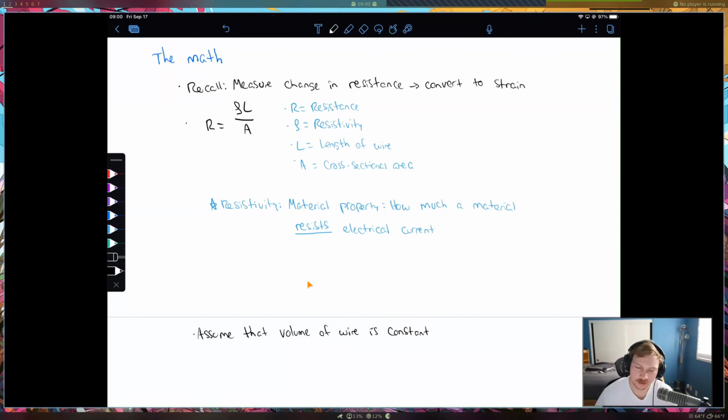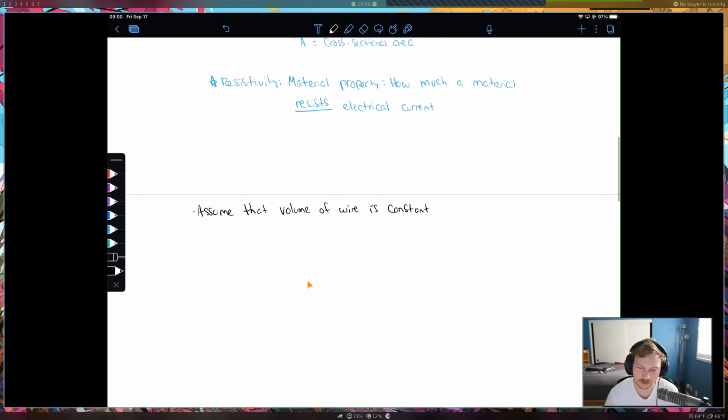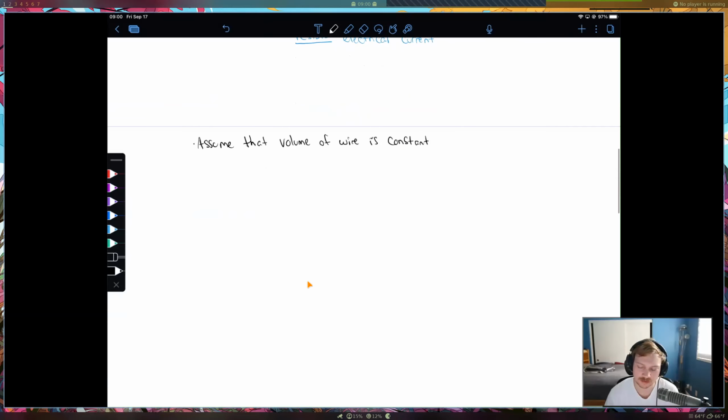Okay, this assumption is okay because there's that change in length. The length is going to increase, the cross-sectional area is decreasing. So there's kind of like a balancing act there, but in reality the volume is actually not constant, but it's fair enough to say that it is constant.